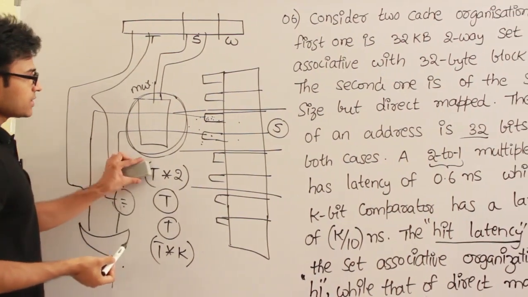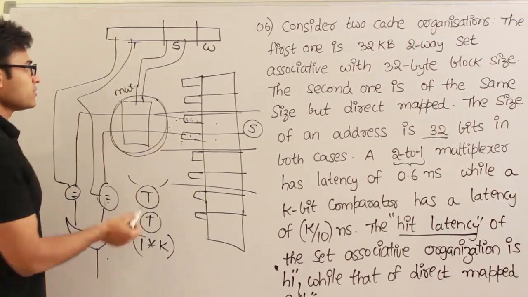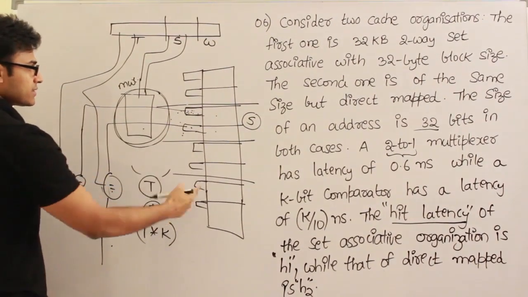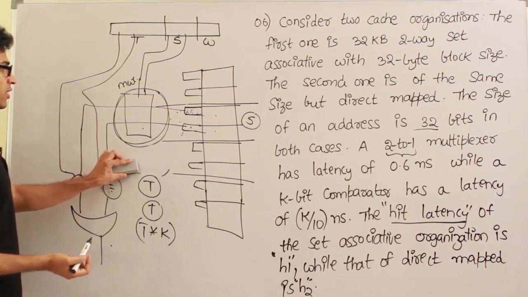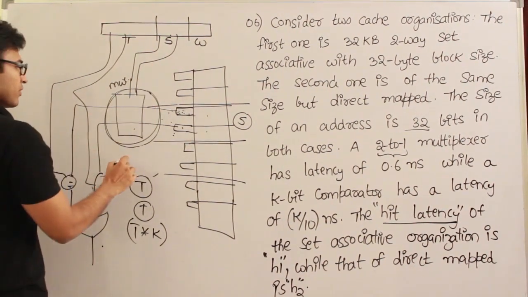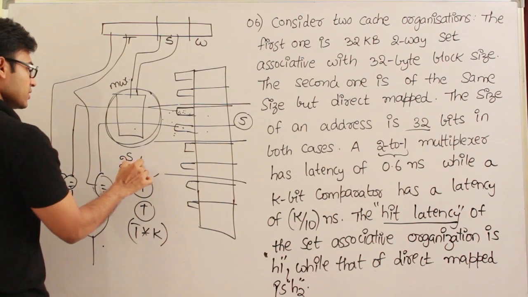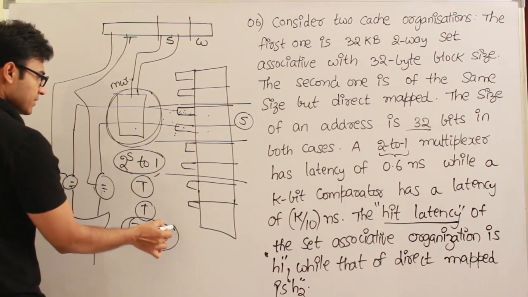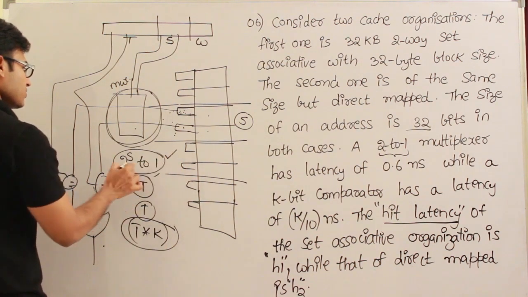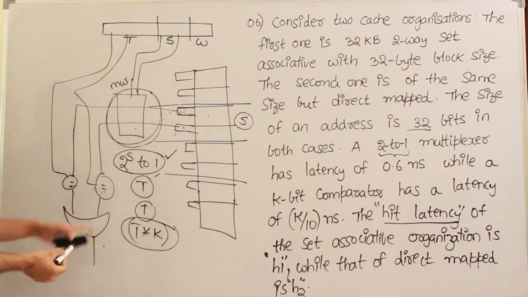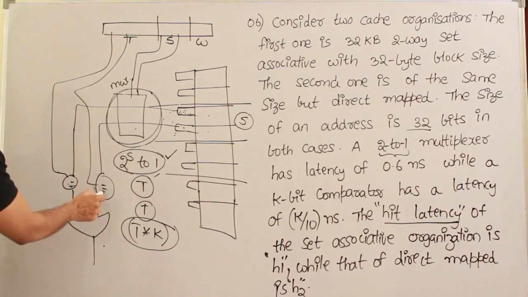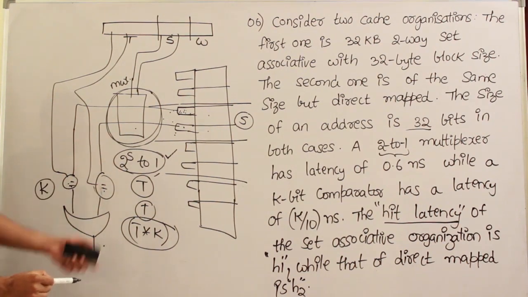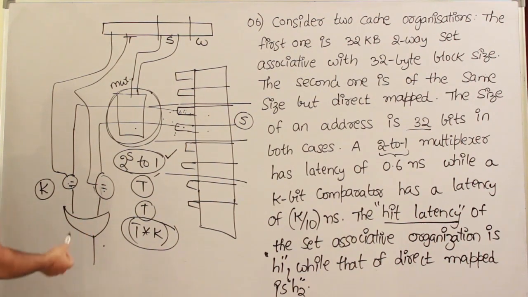And then what should be the size of each multiplexer? Each multiplexer should be able to select one among these many sets, right? So how many sets are there? If the S bits are there, 2 power S sets are there. Therefore size of each one is 2 power S to 1. So we need T into k multiplexers, and the size of each multiplexer should be 2 power S to 1, right? And then how many comparators do we need? K comparators we need. So what is K? The set associativeness, right? And then we need an OR gate.